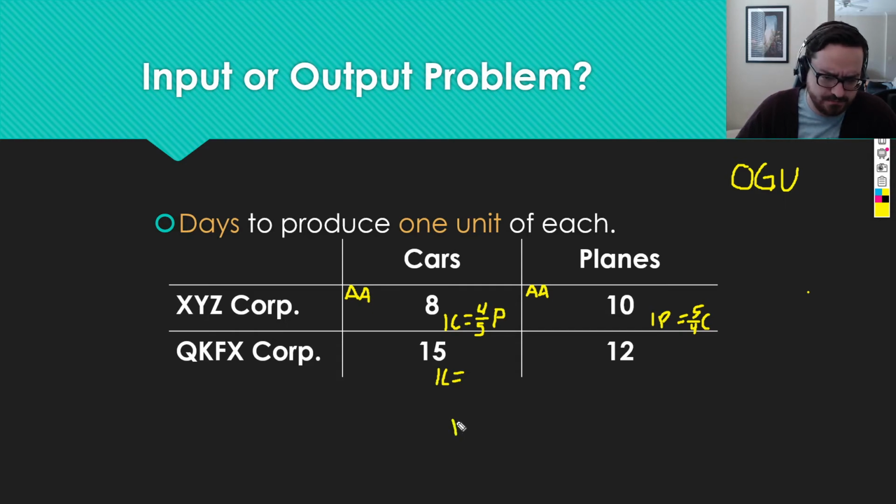Okay, for QKFX, the opportunity cost of one car is other goes over. Oh, this is a more interesting one. 12 over 15. Can I simplify that fraction? Yes, class, I can. That's divisible by 3. That's also divisible by 3. Oh my god. Wait, sorry. It's other goes under. It should be 15 over 12. Whoopsie daisy. Sorry. Happens to me too.